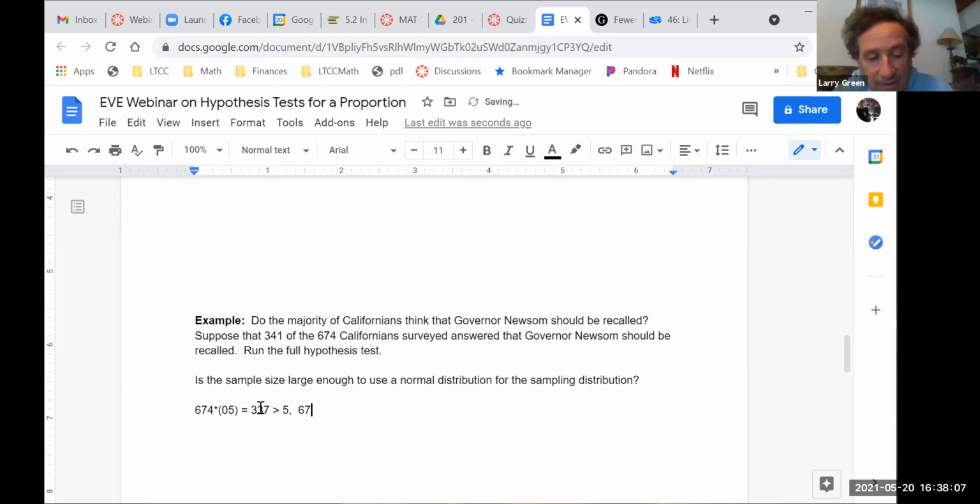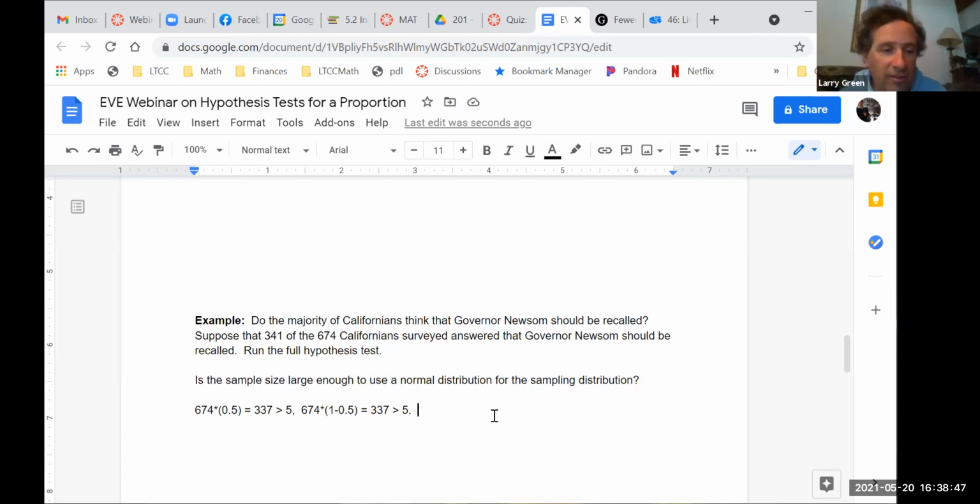Also, 674 times, we can do NQ now, and that is 1 minus 0.5. Well, 1 minus 0.5 is still 0.5 in this case. We just got lucky. So that's still 337, and that is greater than 5. So that means we can proceed. That means when we use the calculator, it'll work. Otherwise, we're doing this wrong and you can't do this.